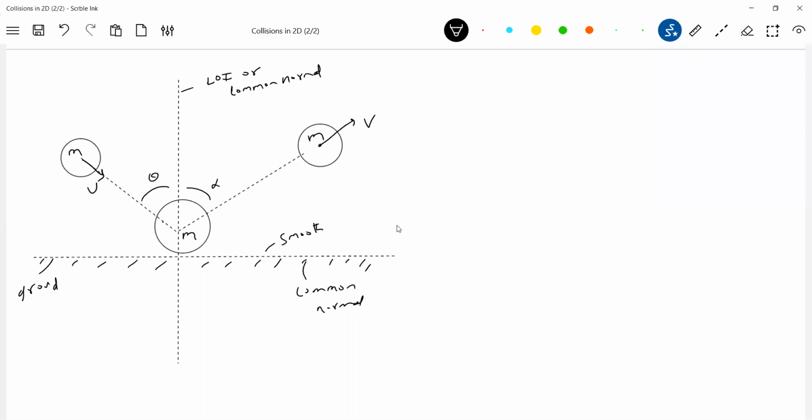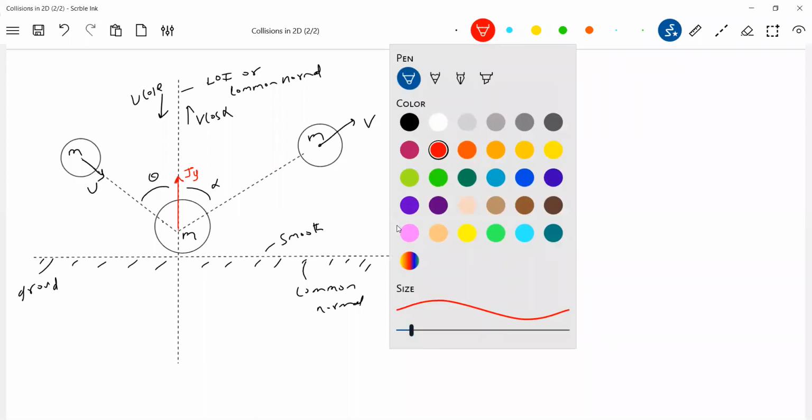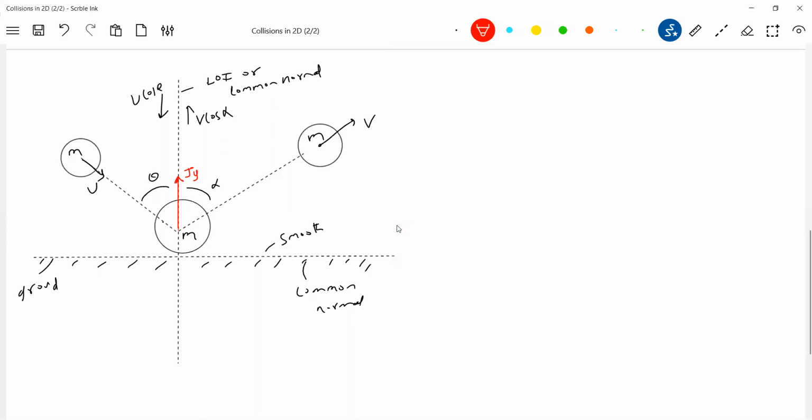Shall I say there's a line of impact? Then with what speed will it approach? It will approach with a speed u cos theta. It will rebound with a speed v cos alpha. Then the normal contact will act for a small duration of time. So during that small duration of time, an impulse will act. I'll call it JY. That normal contact force acts for a small duration. What is JY? N into delta t.